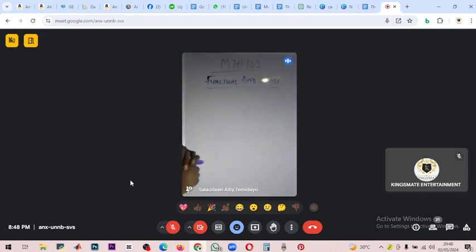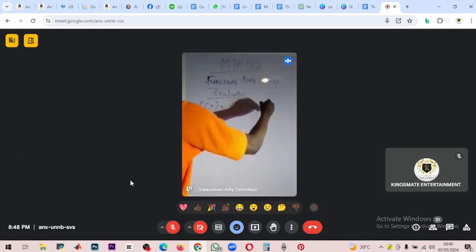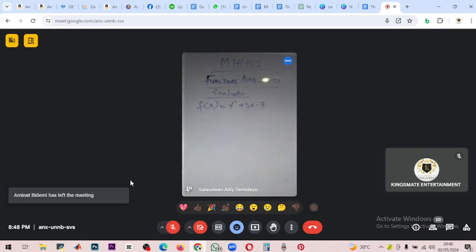The next thing to take is evaluation of functions. Evaluation of functions. This is a function, f of x. This function, f of x equals x squared plus 3x minus 7. Are we together? This function, f of x, means x squared plus 3x minus 7.